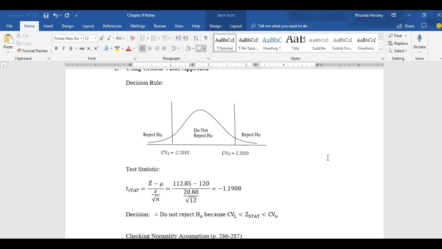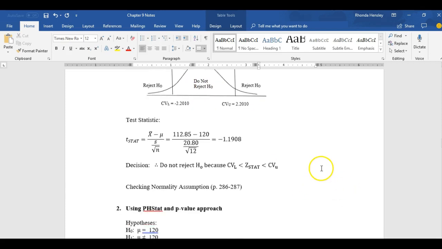That is our critical value, and since the t-distribution is symmetrical, just like the normal is, we have a negative 2.2010 on the left and a positive 2.2010 on the right. It's set up the same way it was in the other problem. We have two reject regions. One half of that 5% is in each of the tail ends, and our do not reject is in the middle.